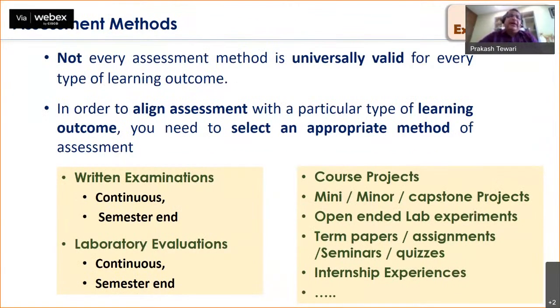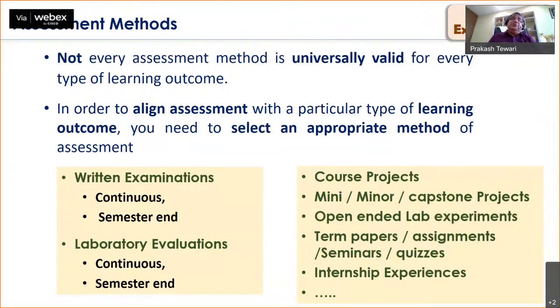We should keep in mind that not every assessment method is universally valid for every type of learning outcome. Yesterday I took the example: suppose you want to test the students for their analysis ability and their communication ability. You cannot have a written exam for both. For communication, you have to give an opportunity to present, and to prepare a report and submit. Whereas for analysis, you can ask in a fixed hour exam or a take-home assignment, where the student will show the ability to analyze the problem and solve it.